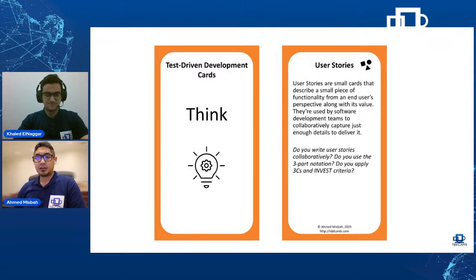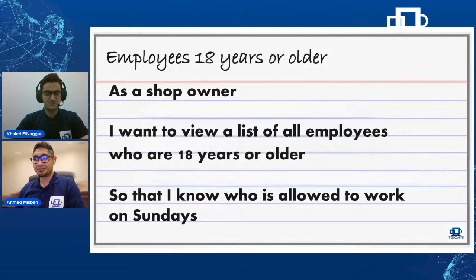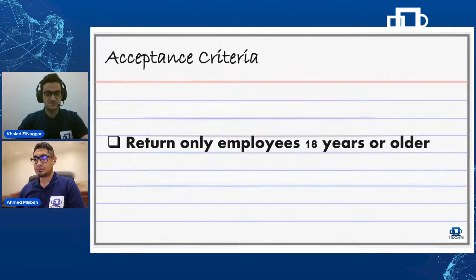So Khaled, do we have a user story prepared for the sake of our exercise? Yes, Ahmed, we collaboratively wrote the following user story. At the front of the card is the user story, and it reads as follows. As a shop owner, I want to view a list of all employees who are 18 years or older, so that I know who is allowed to work on Sundays. And at the back of the card is the acceptance criteria that we should return only employees 18 years or older.